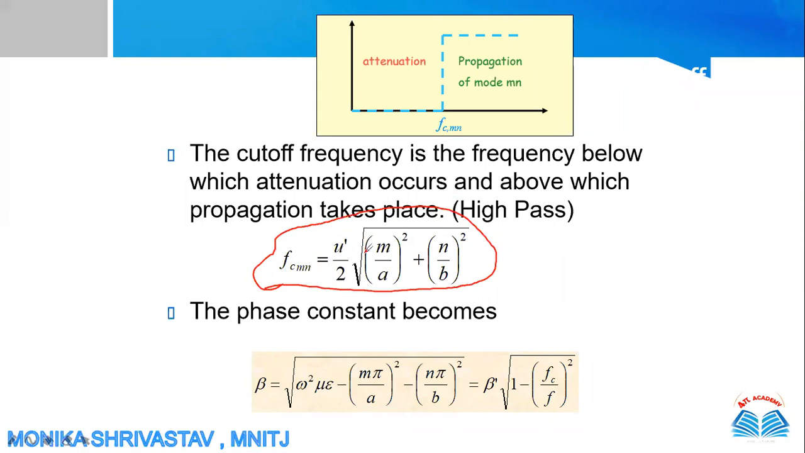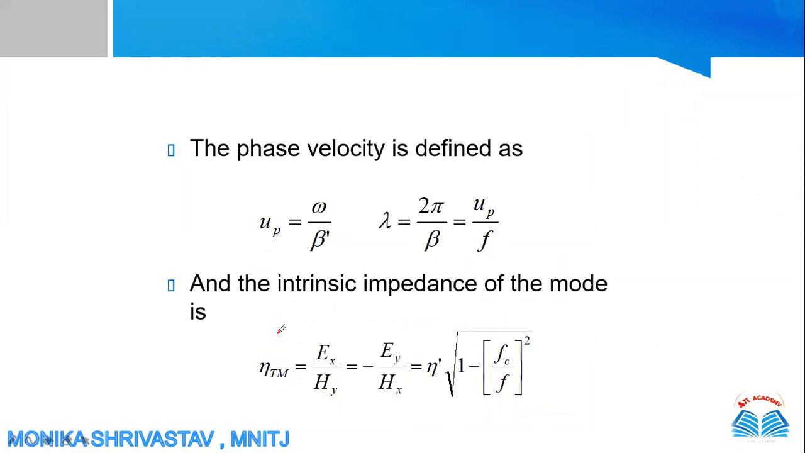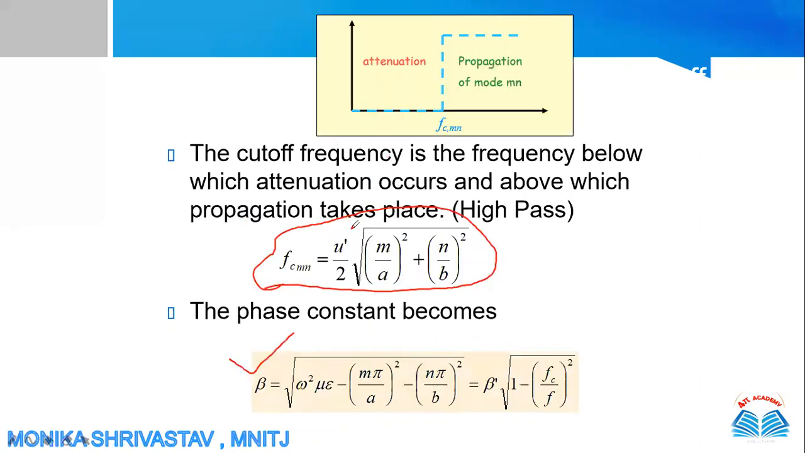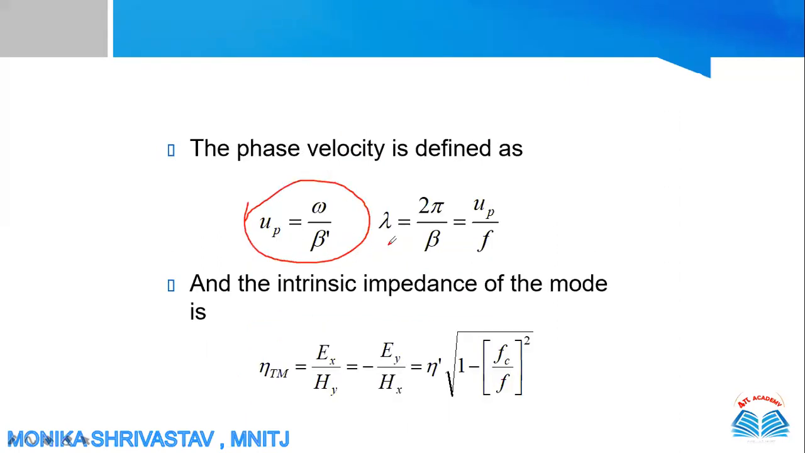What is this u dash? You will come to know when we solve the questions. The phase constant, this is also an important formula. Sometimes they ask what is the phase constant. So here is that UP. Basically U is the velocity, it is always phase velocity in a rectangular waveguide. The wavelength we can also get, and the intrinsic impedance. There is another formula for the intrinsic impedance.